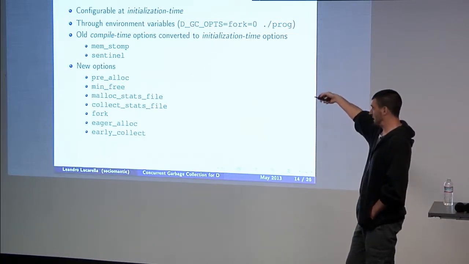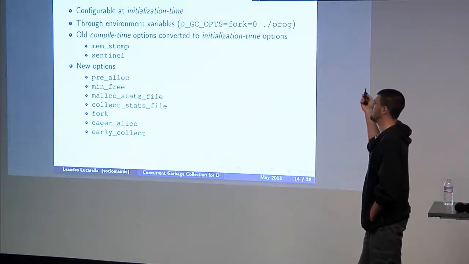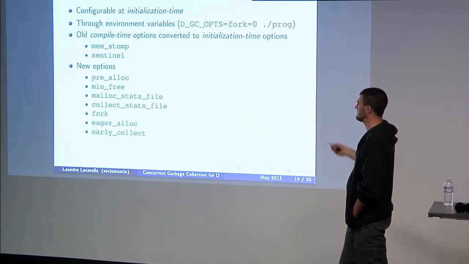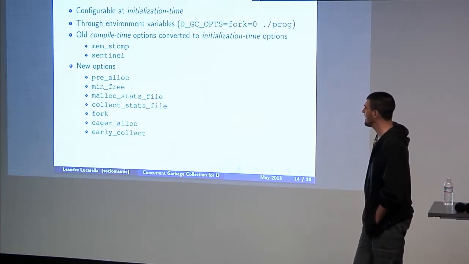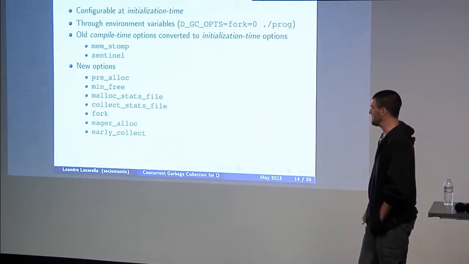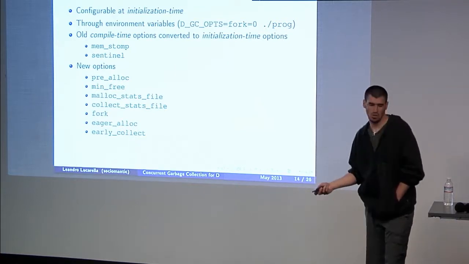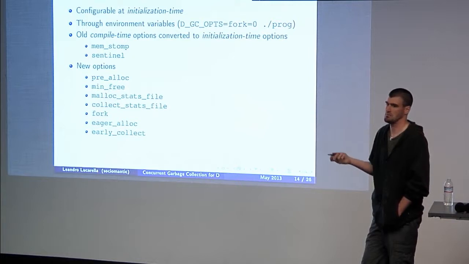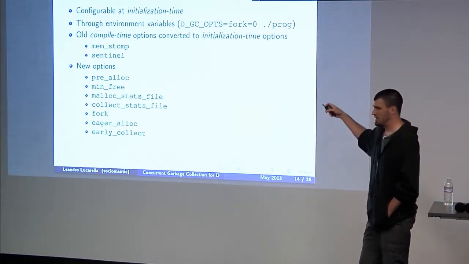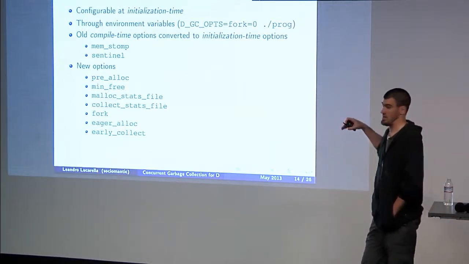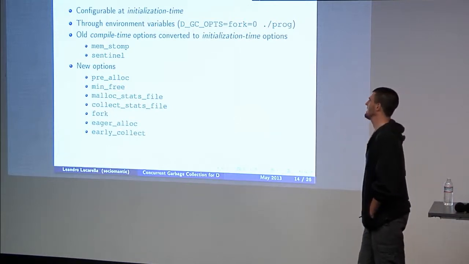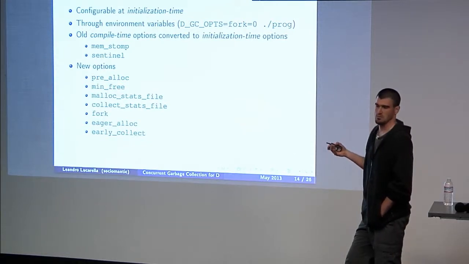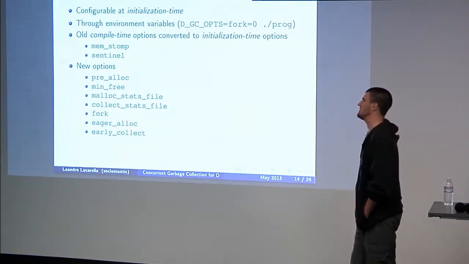So what I did is make these two options now configurable through environment variables with this format, like DGC opt and some parameters. And I added some new options. The pre-alloc is not really very important. It's just to pre-allocate some memory. It could speed up the initialization of some programs. Min-free is the threshold for the early collection. It's basically the percentage of memory free you need to have to launch this preemptive collection.